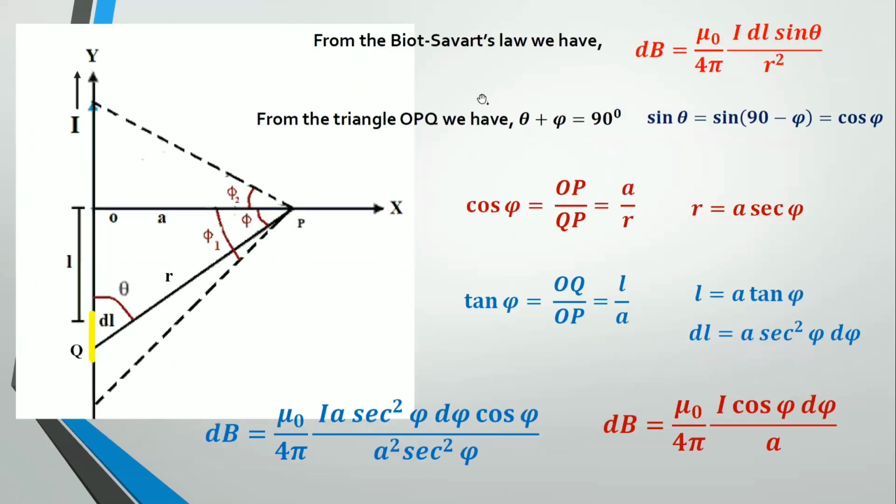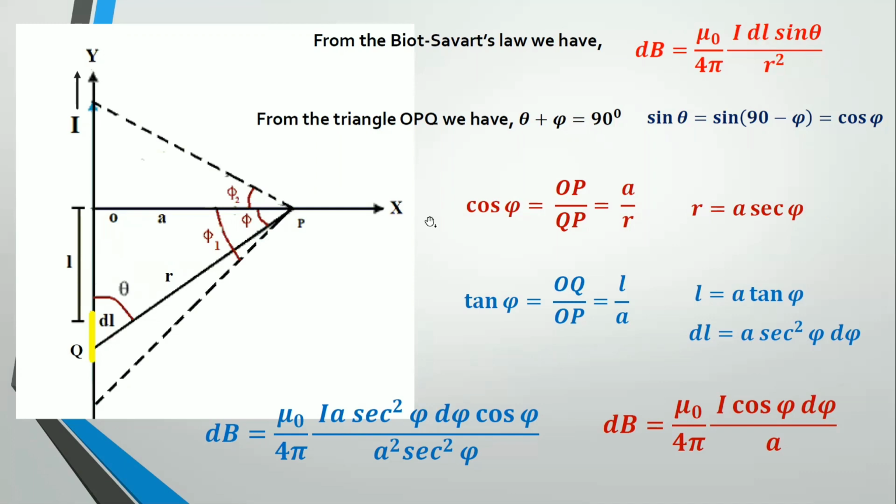We know from the Biot-Savart law, the expression of magnetic field at P due to a current element dl is given by mu0 by 4 pi I dl sine theta by r square. Now to use this, from this figure we have dl, r, the angle between them is theta, and the current I is flowing through this, so it is mu0 by 4 pi I dl sine theta by r square.